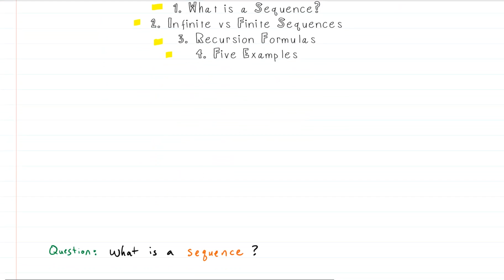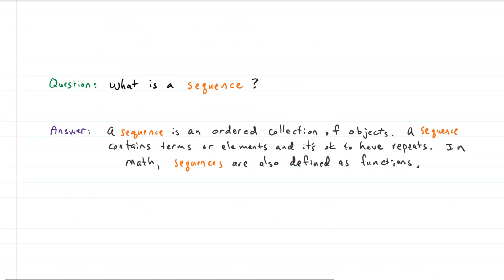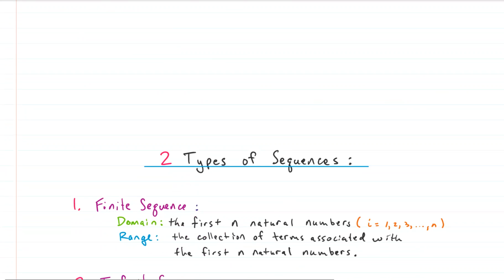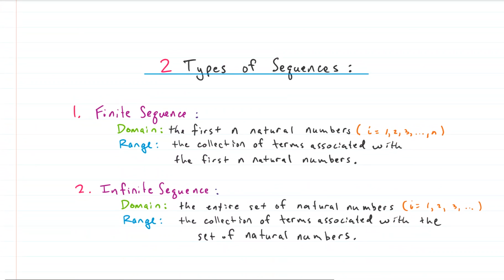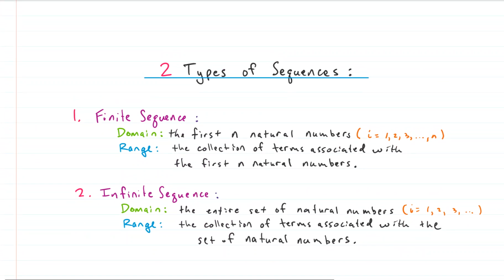So here we go. First question, what is a sequence? A sequence is an ordered collection of objects, and a sequence contains terms or elements, and it's okay to have repeats. In math, sequences are also defined as functions. Here are the two types of sequences we'll discuss: finite sequences and infinite sequences.